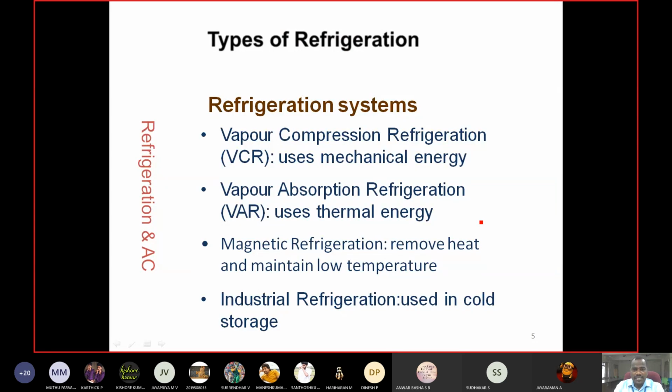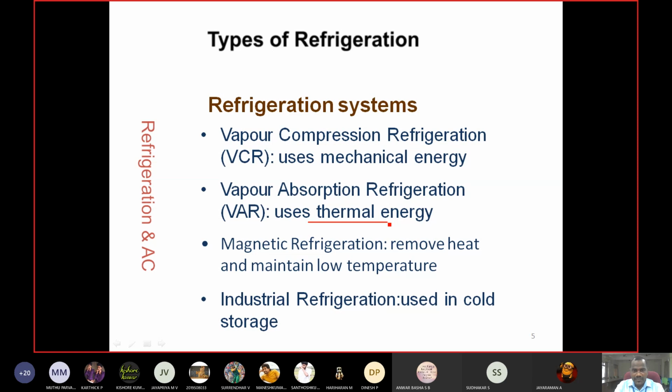These are the types of refrigeration. So we can have VCR, then we can have VAR. Also, the magnetic refrigeration cycle is possible. Then industrial refrigeration is also possible. So we know what VCR is: vapor compression refrigeration system stands as VCR. It uses mechanical energy. So we will use work as an input to this VCR, the vapor compression refrigeration system, whereas in the case of the vapor absorption refrigeration system, thermal energy is used as an input.